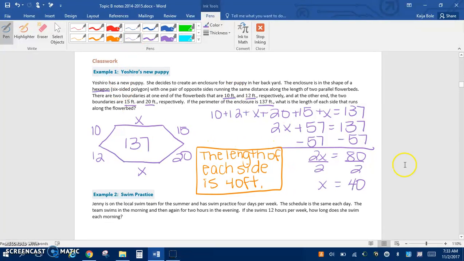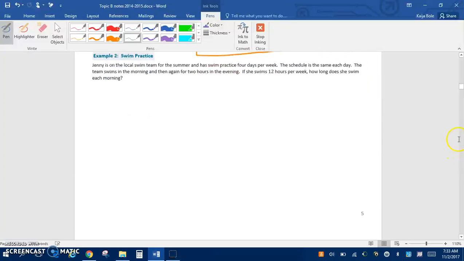Alright, number 2 here is about swim practice. So it says Jenny is on the local swim team for the summer and has swim practice 4 days per week. The schedule is the same each day. The team swims in the morning and then again for 2 hours in the evening. If she swims 12 hours per week, how long does she swim each morning?